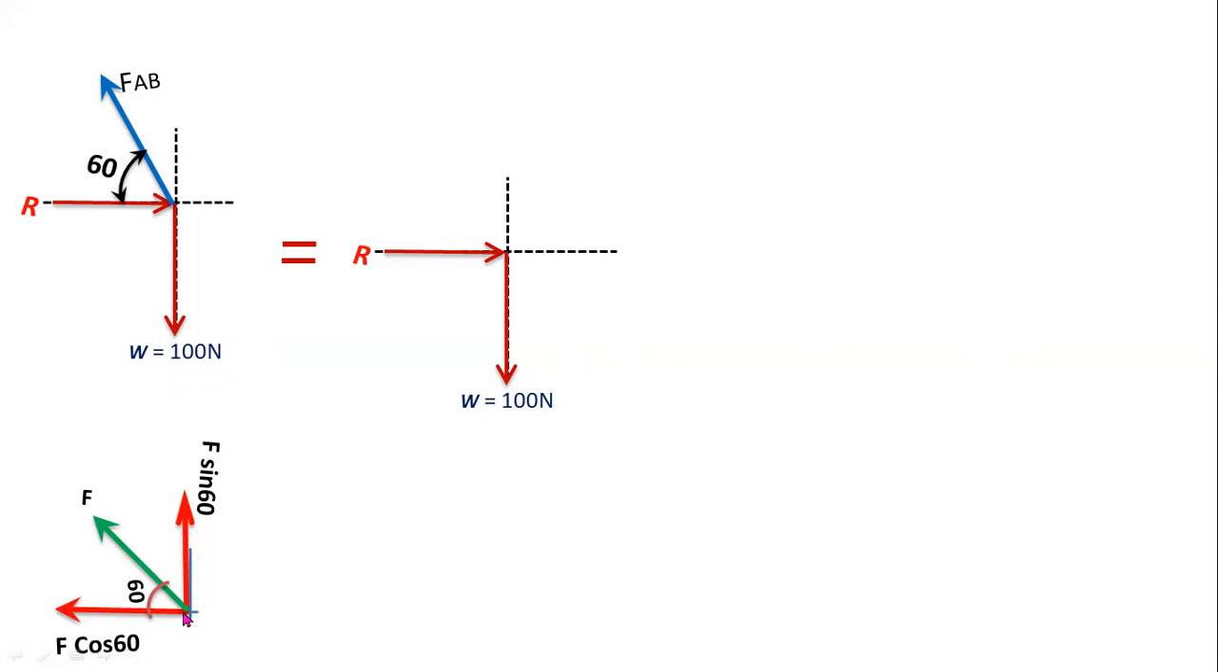Now I am considering these two forces here. This is the vertical force. This vertical force acts vertically upward, F sin 60. Now you have to consider this horizontal force on the x-axis, F cos 60. This force acts towards the left. Now these two are the horizontal forces, and these two are the vertical forces.